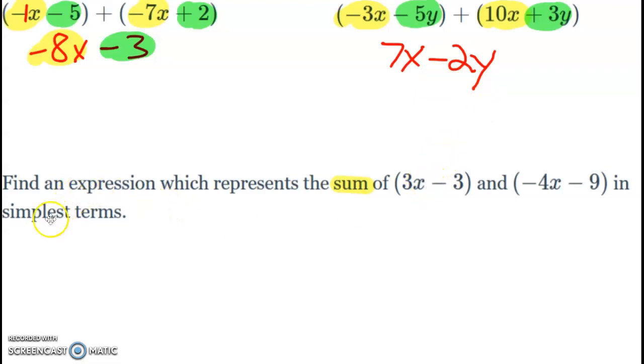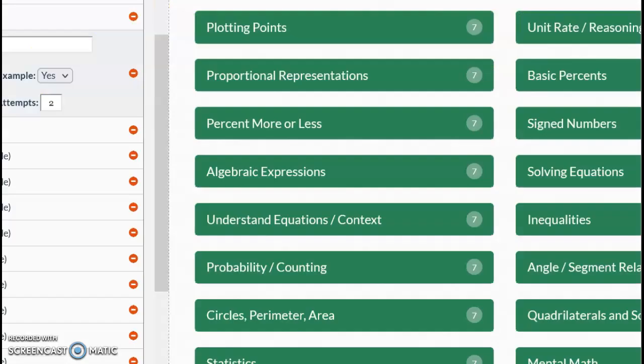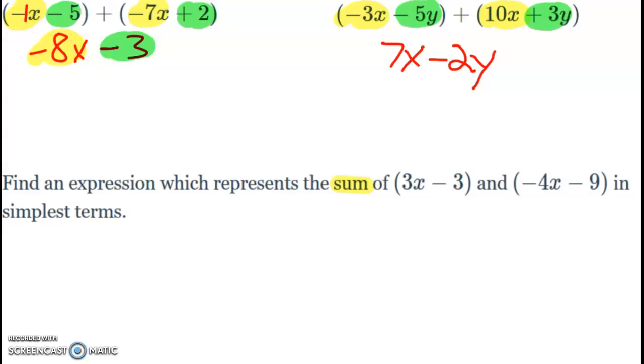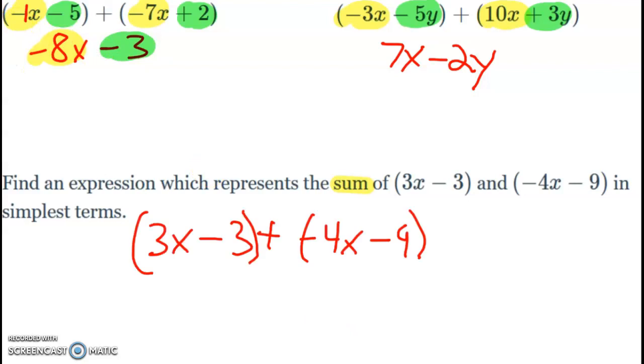Now finally down here it says to find an expression which represents the sum of these two. Okay, so it's the exact same thing. We're just going to add them. But I recommend you just rewriting it. Just rewrite it like that. So you got the same thing, just add it together here, and you'll see why in a moment, why I make you rewrite it.